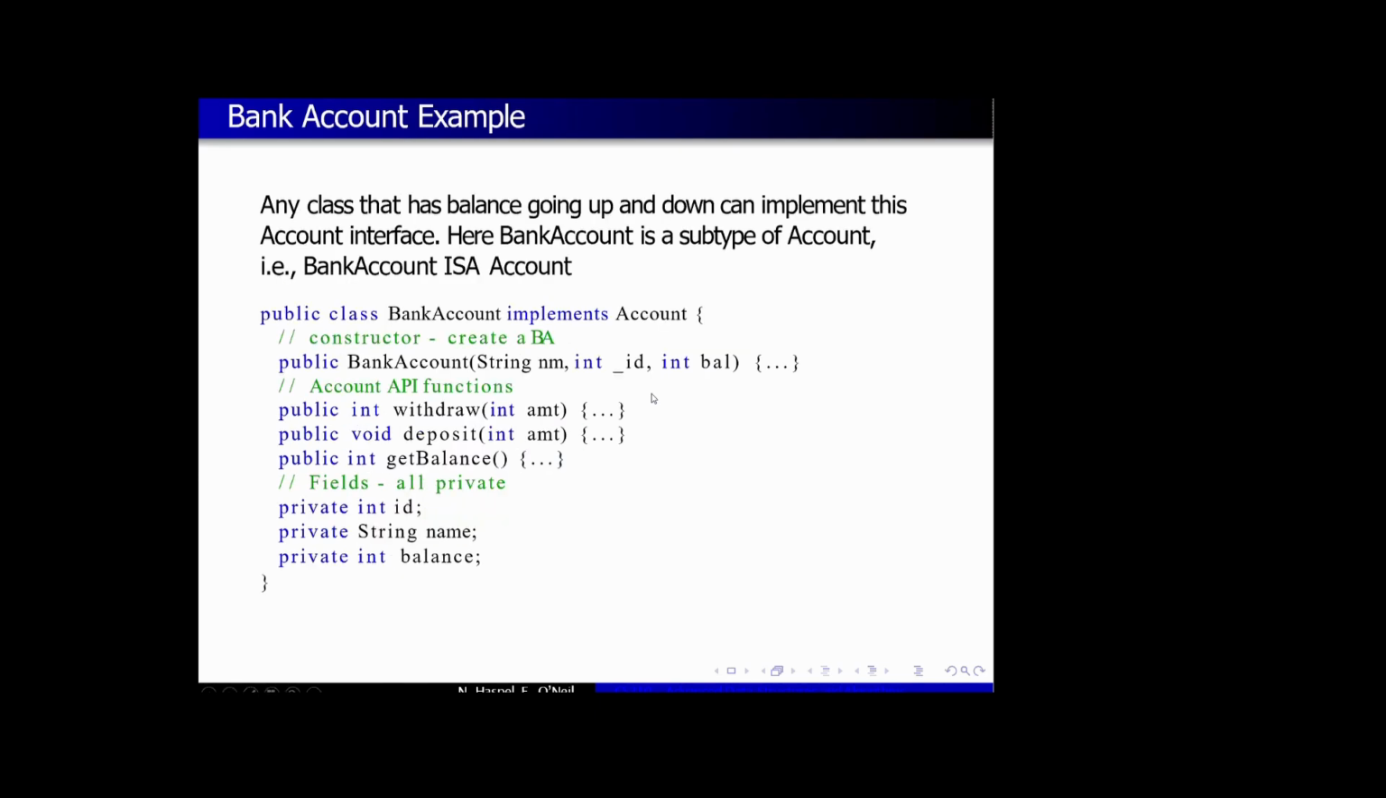Okay, so here we have the bank account that implements Account. Here's the constructor. And here we have the various API functions. And here we have the fields. I usually like to put the fields first, but other people like to have them last, so I try to be tolerant about that. All right. Any questions on that?